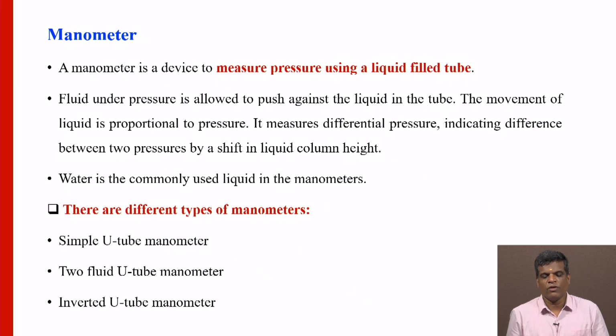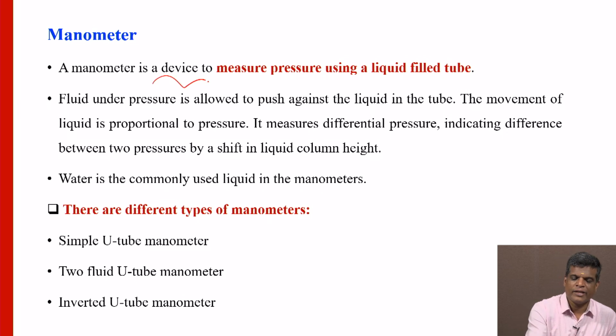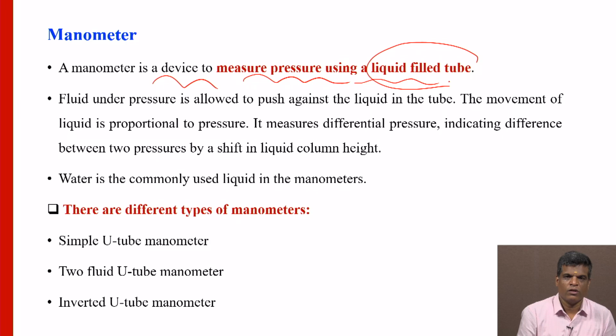So, then we always use the manometer, that is a pressure measuring device. The manometer measures the pressure using a liquid-filled tube. Whenever the fluid is under pressure, it is allowed to push against the liquid in the tube. So, there is a movement of the liquid, and it is proportional to the pressure.